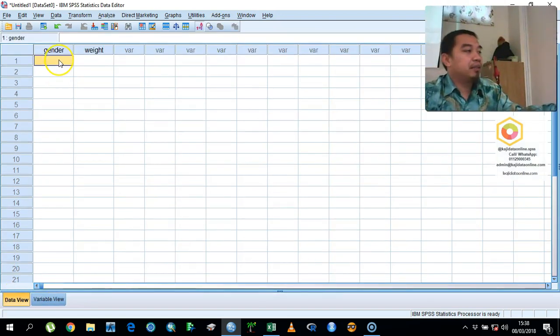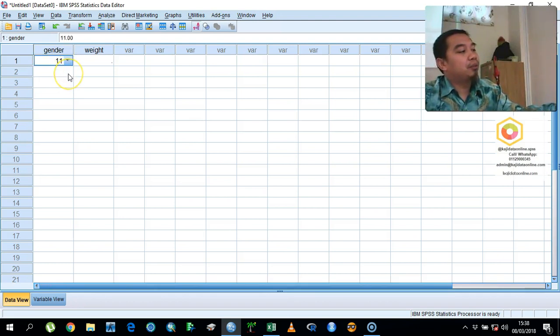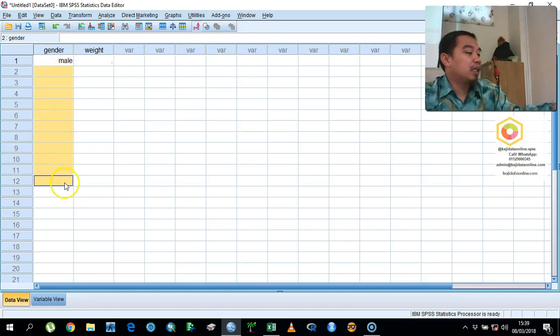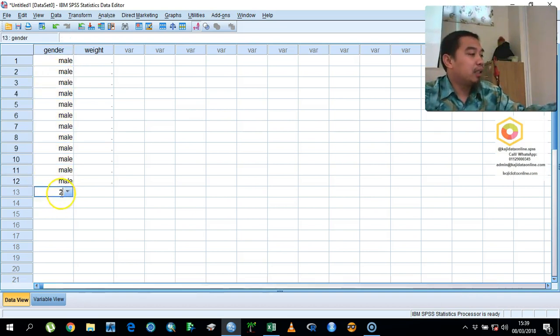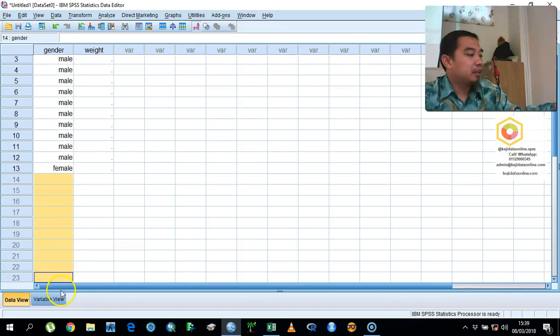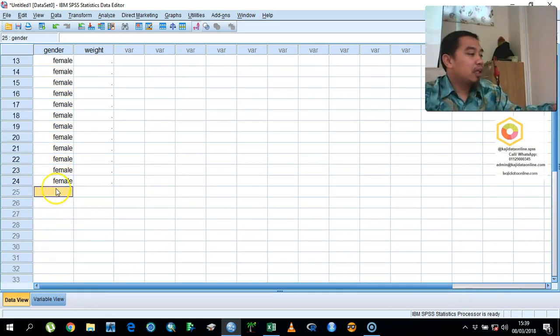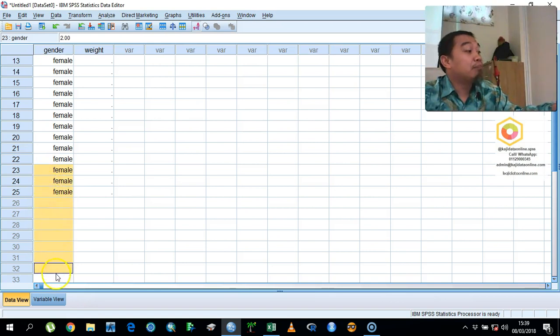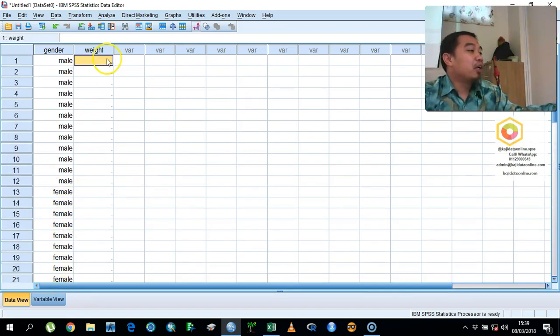For example, one is male. For example, we have 12 males, and a few ladies here. Just an example. Ladies, don't take offence. There are many ladies in this class, right? Just an example only. Okay, weight of male.